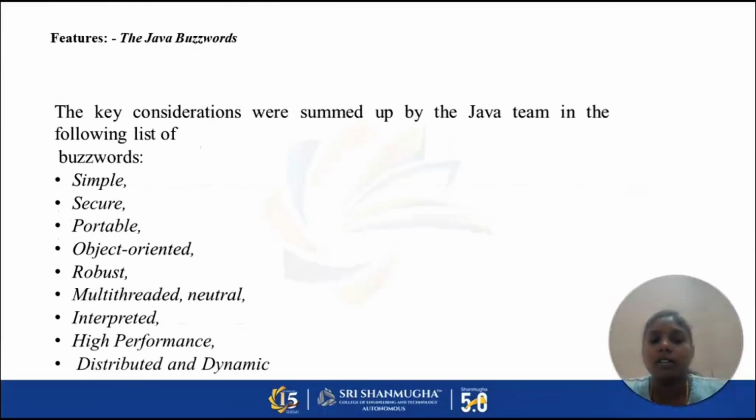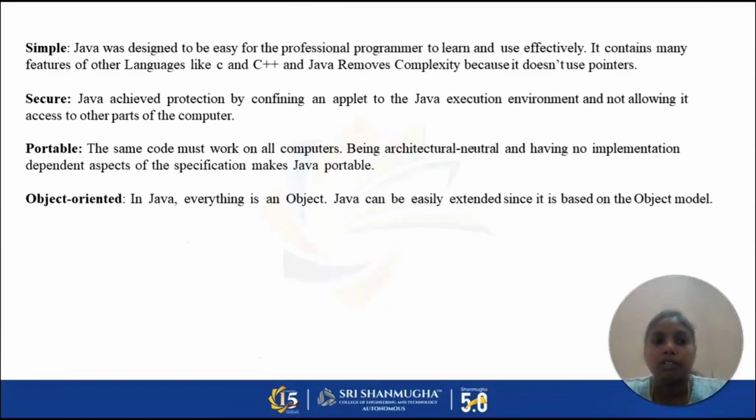Why is Java advanced and efficient compared to other languages? Because it is simple, secure, portable, object-oriented, robust, multi-threaded, architecture neutral, interpreted, high performance, distributed, and dynamic. Simple means it can be easily understood by the programmer, is easy to learn, and is used effectively. It is derived mostly from C and C++ concepts, so it is easy to understand, but Java does not use pointers.